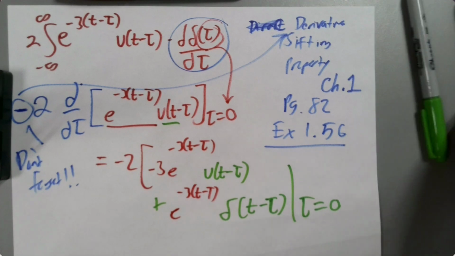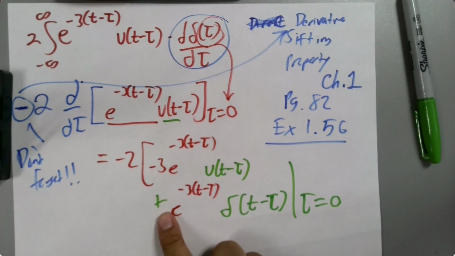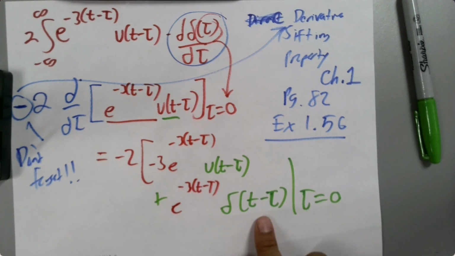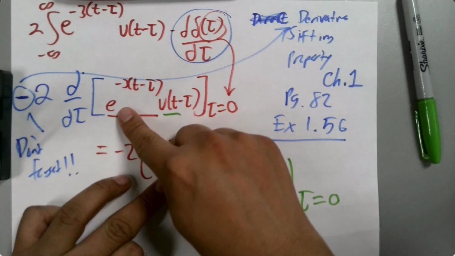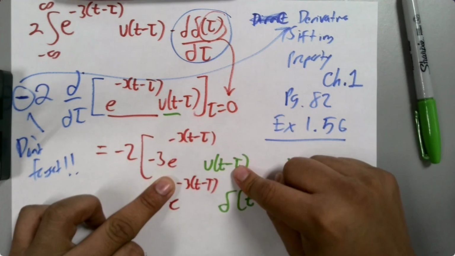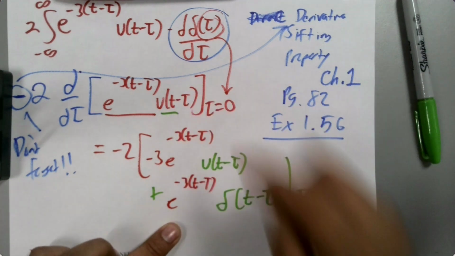Why is it plus and not minus? I'm taking the derivative of this first term and then keeping this. And then this right here, I'm keeping this, and then taking a derivative of that.